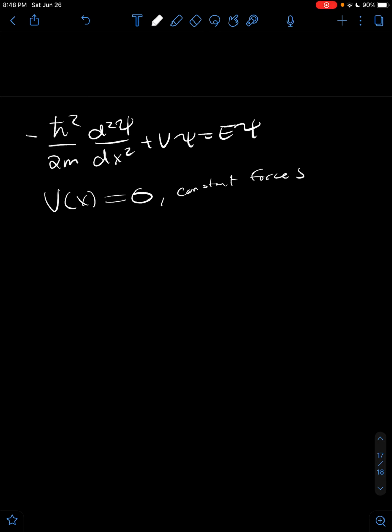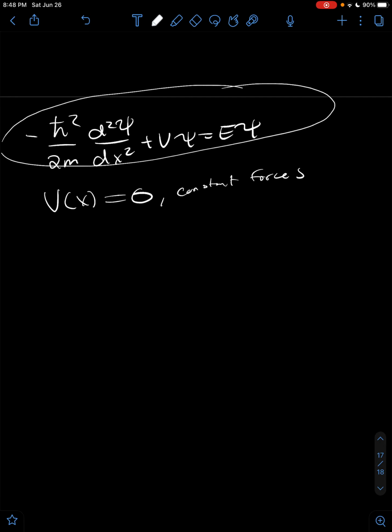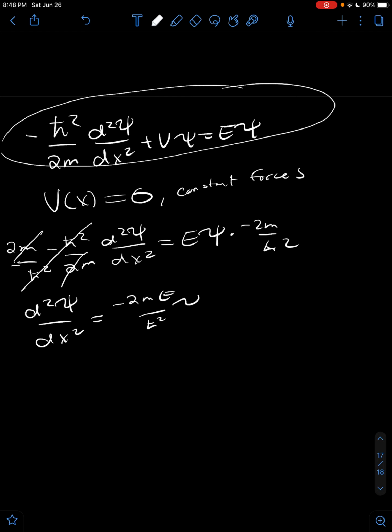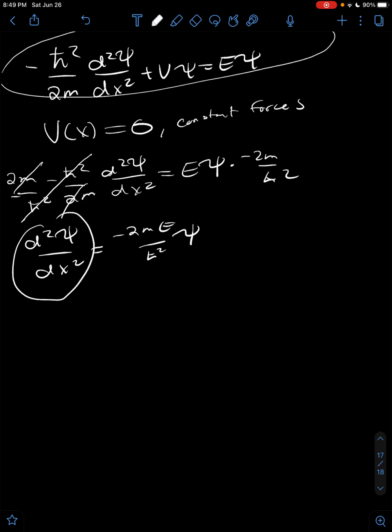So let's solve it. Here is the Schrodinger equation. If V equals 0, that means we have this. Now we can multiply both sides by 2m over h bar squared, so we have that the second derivative of psi with respect to x equals minus 2mE over h bar squared psi.